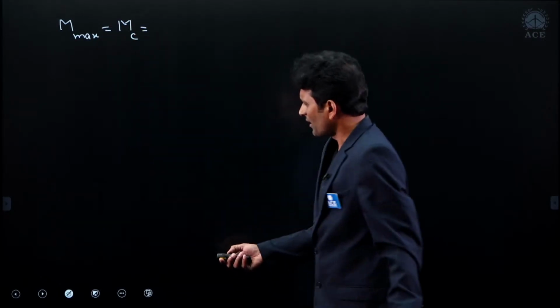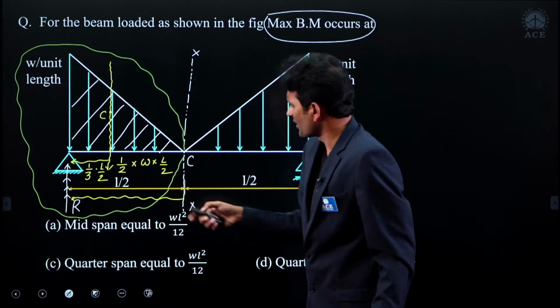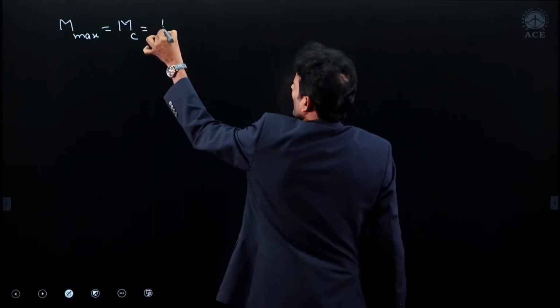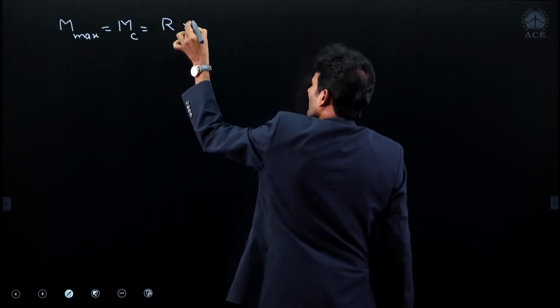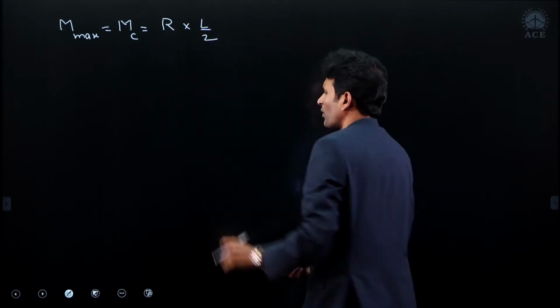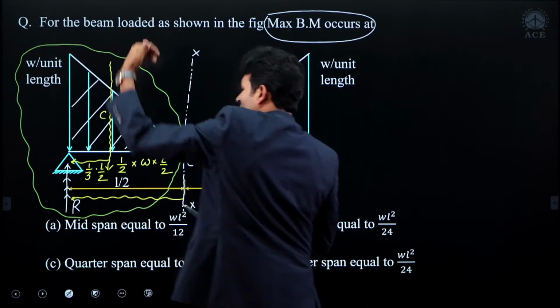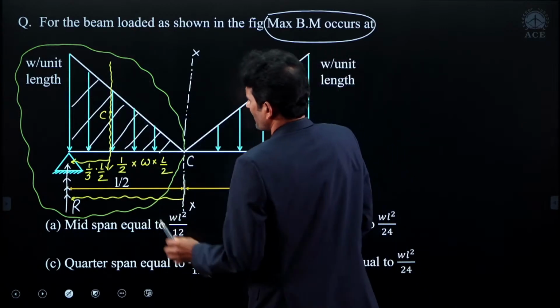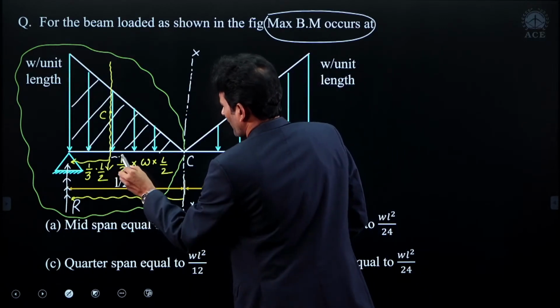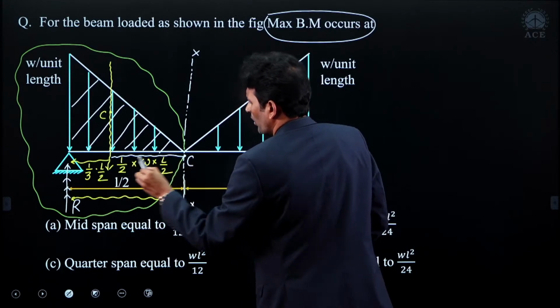Let us take this one first. R, that is at a distance of L by 2. Reaction R, this is unknown. At a distance of L by 2, how is it giving the rotation? It is giving clockwise rotation on the left hand side, giving the sagging effect. Then, look here, this distance we require for our load.